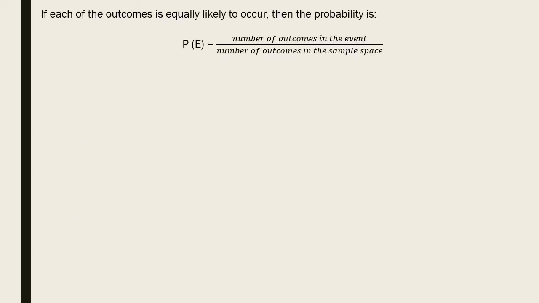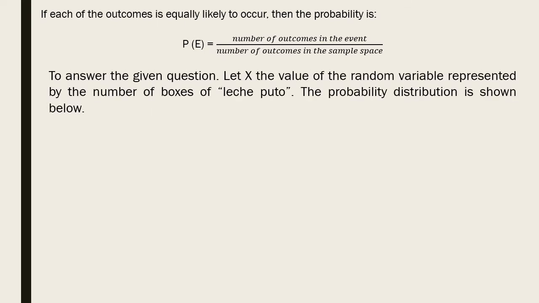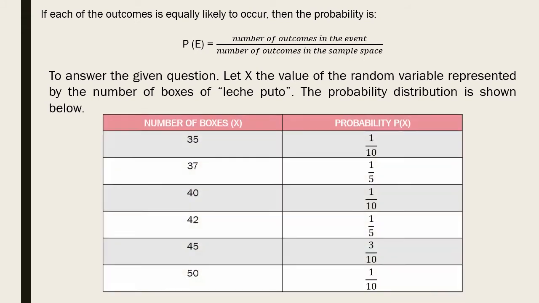So, para makuha natin ang ating probability, gamitin natin yung formula natin sa probability. Probability of the event is equal to the number of outcomes in the event, kung saan ito yung value na kung saan yung hinihingi nating random variable, all over the total number of outcomes in the sample space. So, to answer the given questions na ibinigay ko kanina, let X be the value of the random variable represented by the number of boxes of leche puto. So, the probability distribution is shown below.